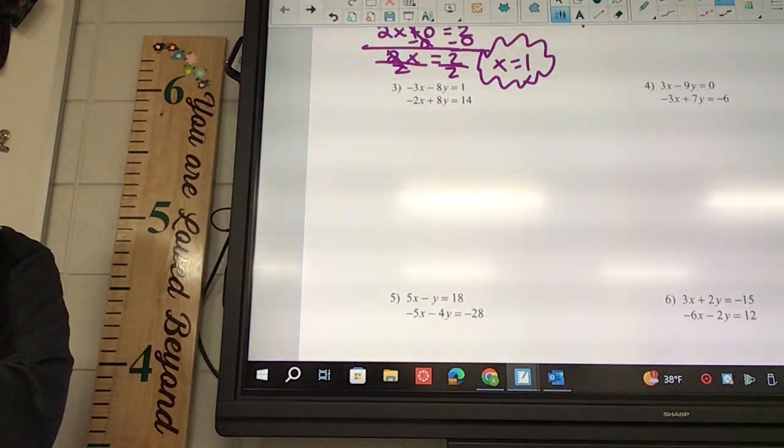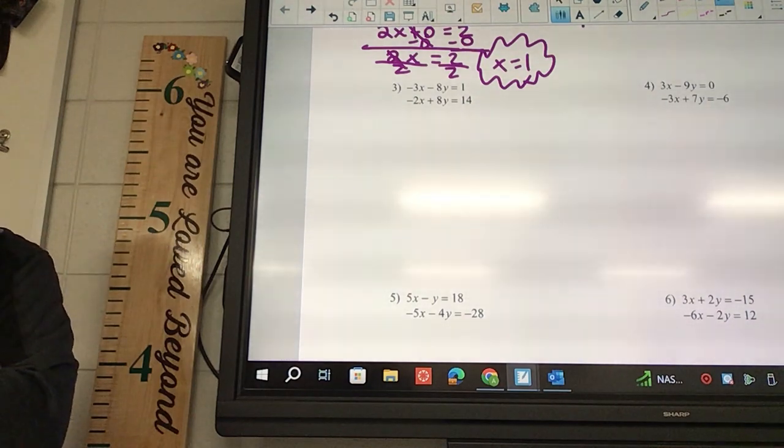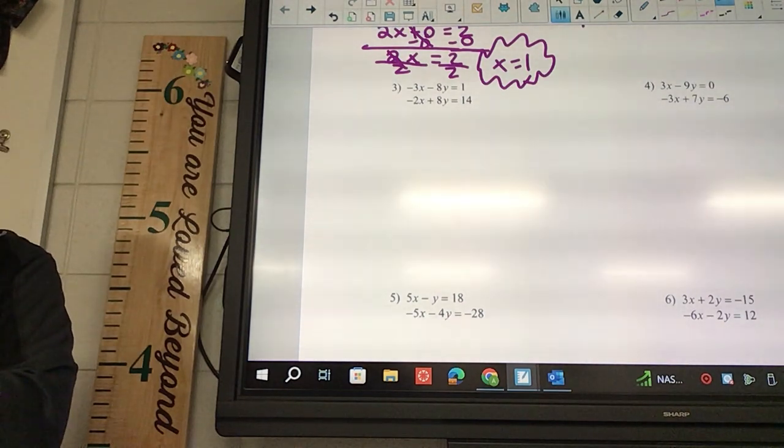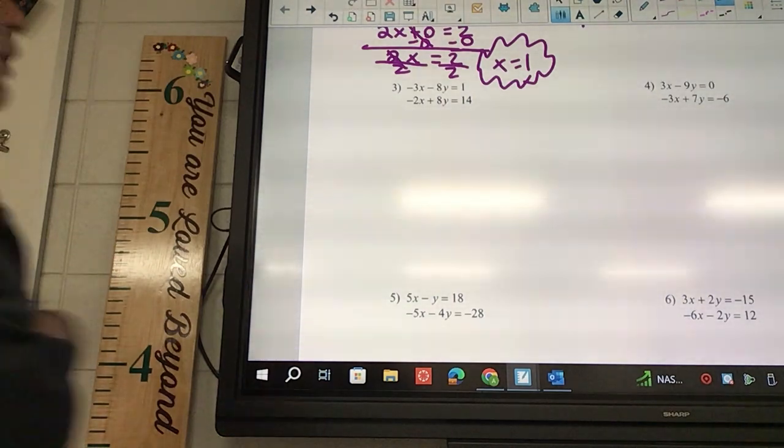Look at number 3. Are the x's the same numbers or are the y's the same numbers? The y's. What are they? 8s. Now notice how one is a plus and one is a minus 8. That's where the back differs, because on the back you're going to have both be a minus 8 or both be a plus 8. Because here they're one plus, one minus, we're going to add the two equations together.